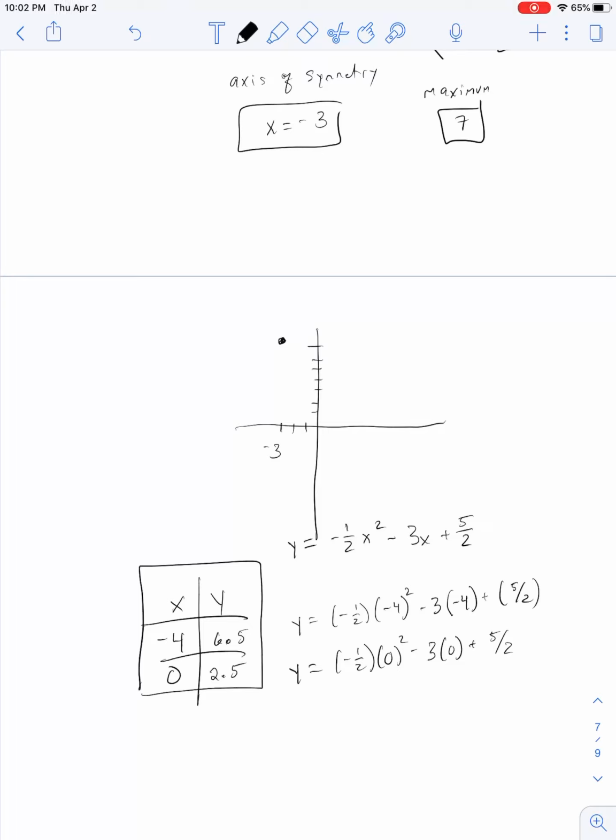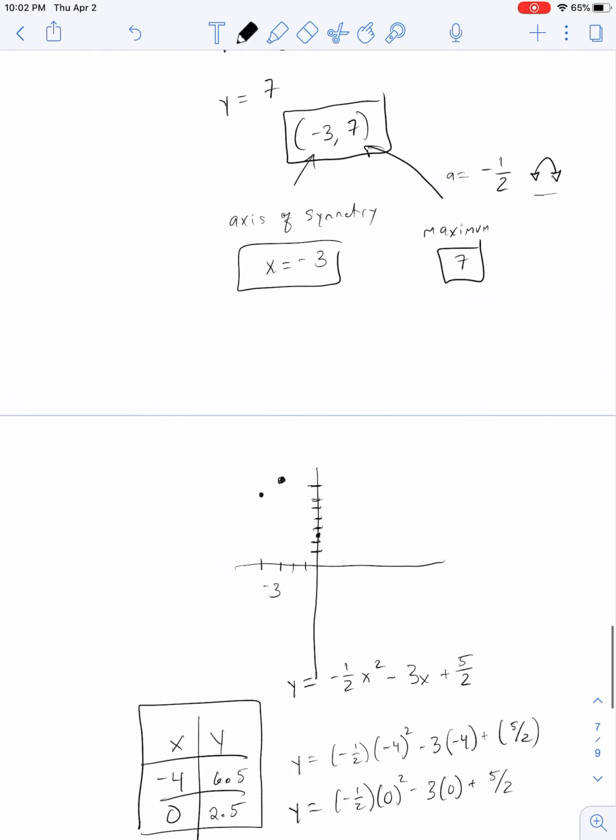So what we see here is we get a value of negative 4 and then a 6.5. So this is 1, 2, 3, 4, 5, 6. That's a 7, so 6.5 is right in the middle there. Then we get 0, and this is 1, 2, that's 3, 2.5 is right there. Once again, we talked about how this graph was going to go down, so we can clearly see our graph going down.